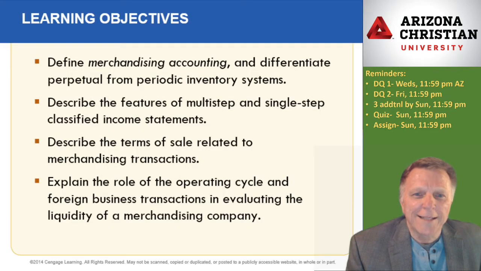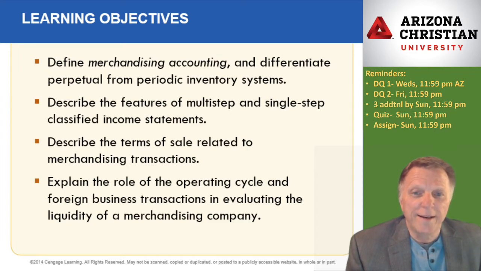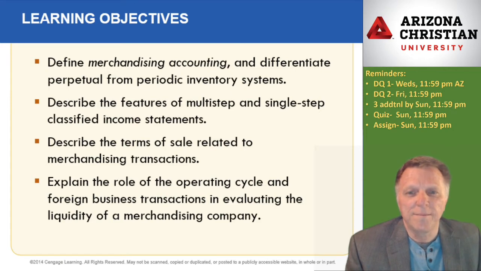All right, let's take a look at what's coming up this week. This week we're in chapter 6 and we're learning about the uniqueness of accounting associated with the merchandising business. Now we're defining what merchandising for accounting is all about and looking at the two different inventory systems that go with merchandising accounting. We're looking at the multi-step and the single-step income statements as well. We're studying the terms of sales related to merchandising transactions, and finally we're looking at the role of the operating cycle and evaluating the liquidity of a merchandising company. So a lot going on this week.